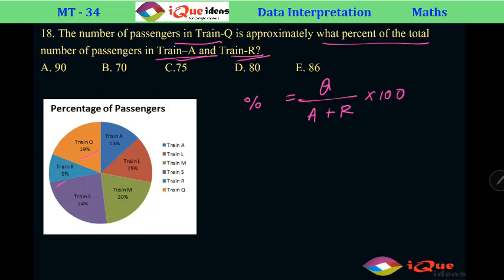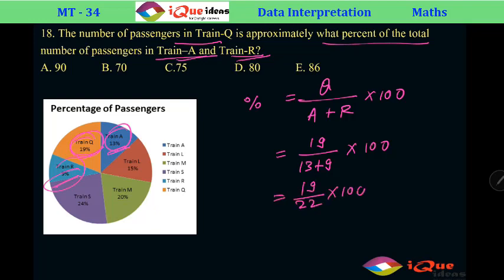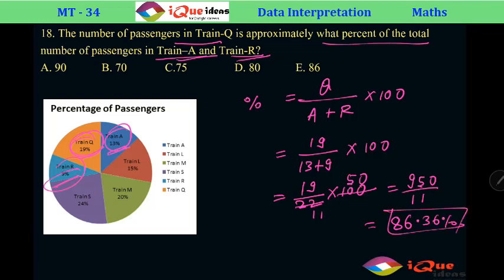Now Q as a percentage of total is already given, 19%. So it is 19 divided by A plus R. A is 13 and R is 9. So it is 19 divided by 13 plus 9 into 100. Because all of them are percentages of the total value, the total value is not required. 19 divided by 22 into 100. 2 cancels 150 times. 2 cancels 22 11 times. 19 5s are 95. So it is 950 divided by 11. Cancel it properly. 11 8s are 88. So 70, so it is 6 times. And then 4 by 11 is .36. So 86.36%. If you look at the options without any approximation, E option is the correct answer.